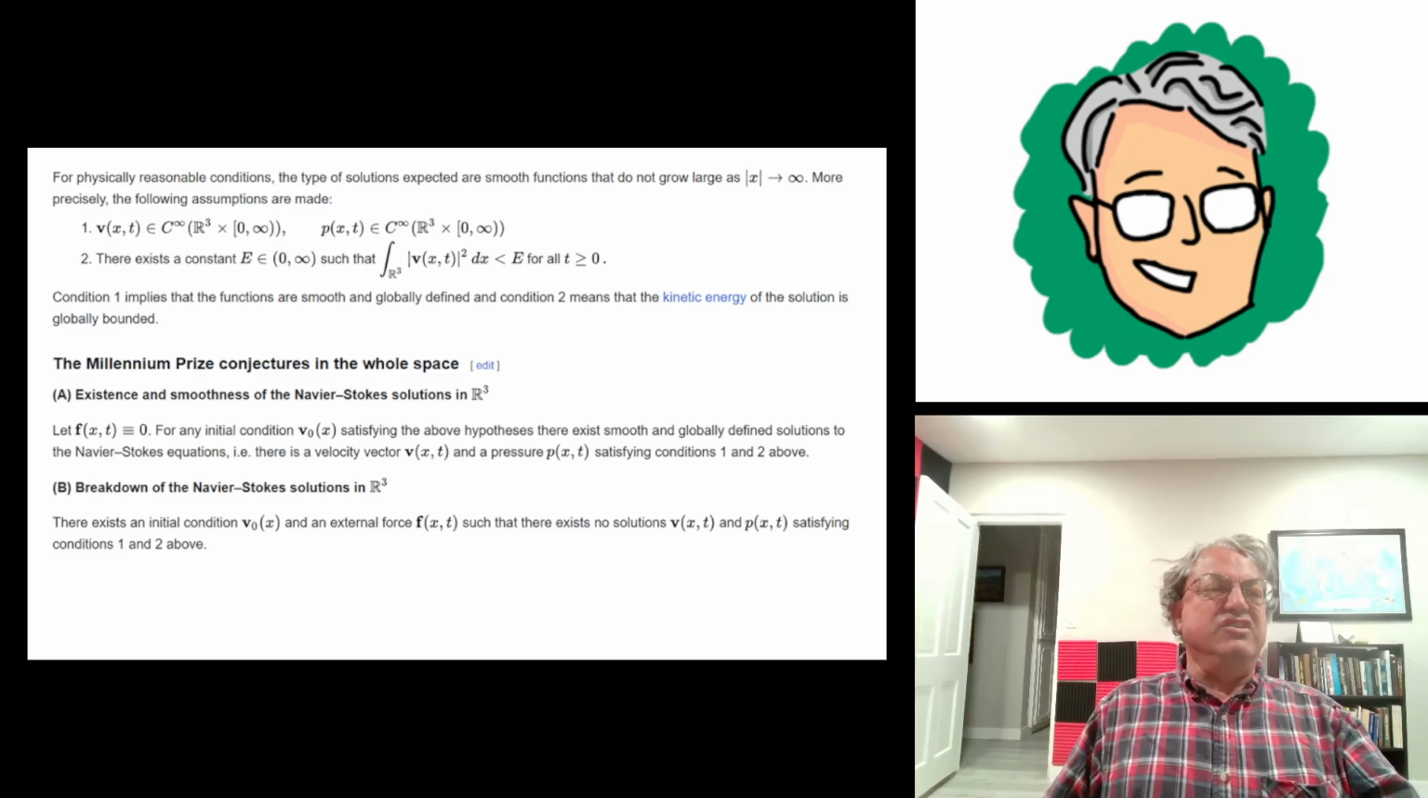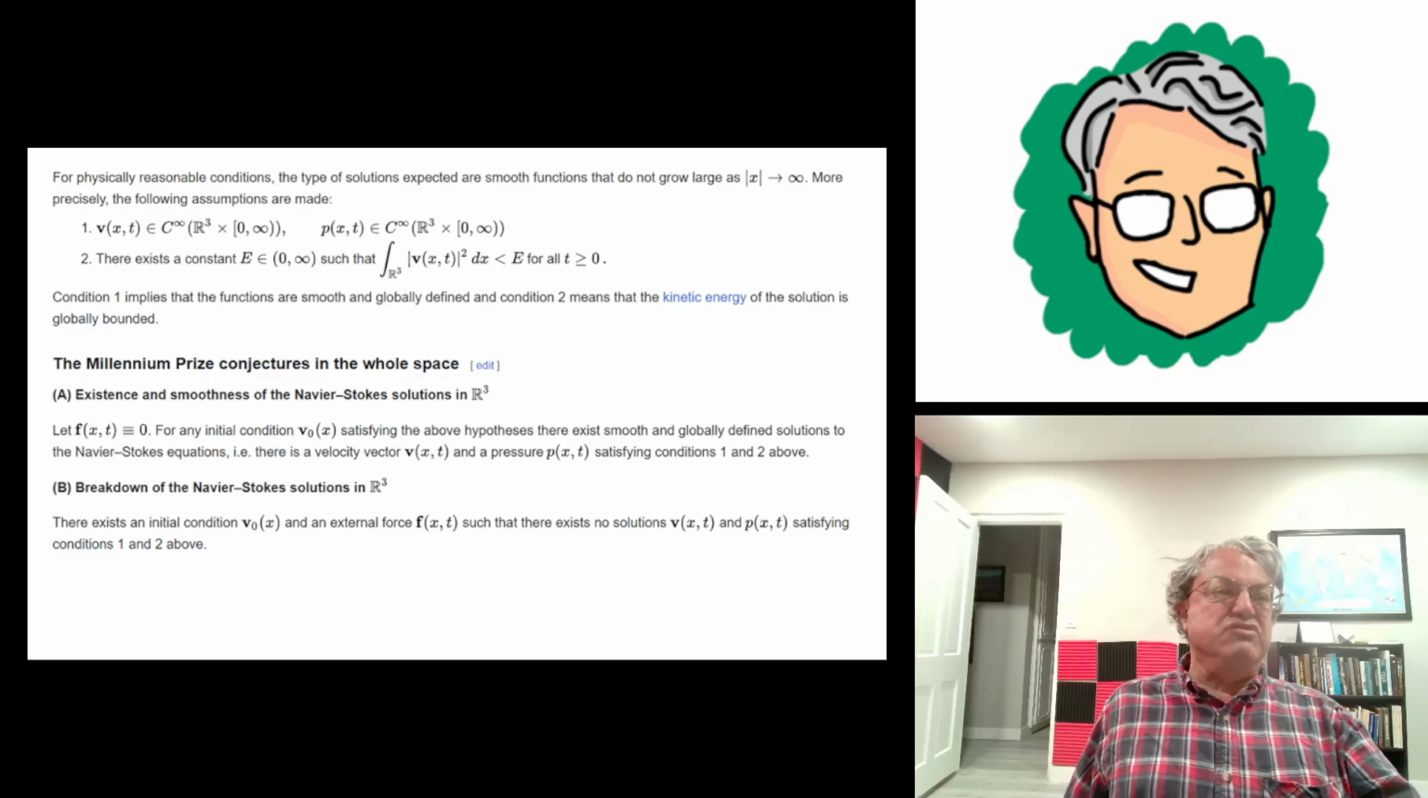So for every initial condition you can give it, as long as it satisfies these nice conditions, there is a solution, and I think we could solve it, at least in principle. That would be one way you could solve this Millennium Prize problem. The other way is you could prove that there are certain initial conditions for which you can't solve it. That would be a negative result.